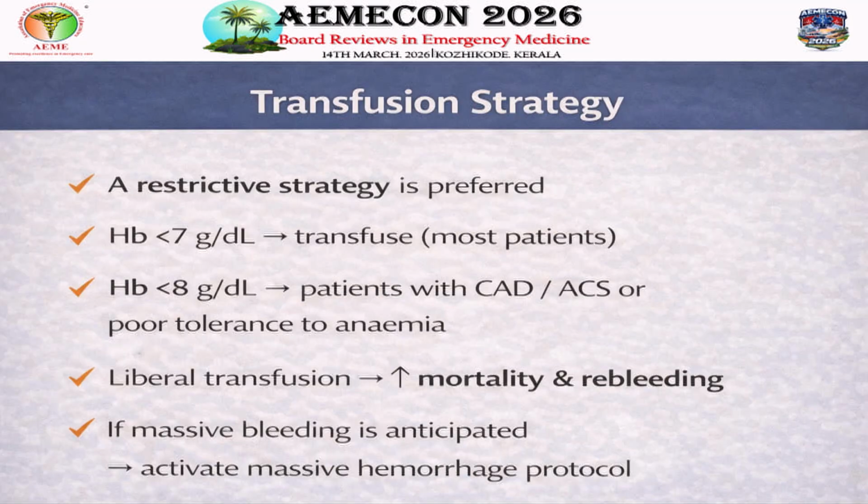Coming to transfusion strategy, restrictive one is better. If patient is having less than 7 grams, it's better to transfuse. Less than 8 grams for comorbid patients. Liberal transfusion is associated with more mortality and bleeding, because the more blood you give, more portal hypertension and more rebleeding. That was the concept, right?